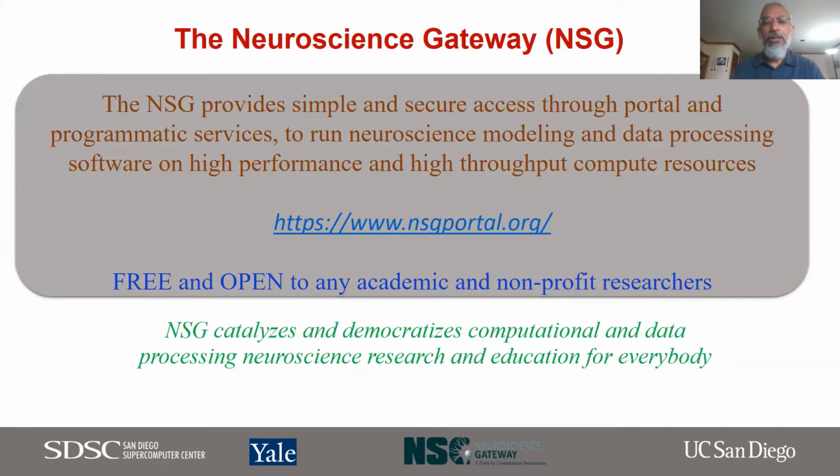So the Neuroscience Gateway is a primarily web-based science gateway that allows many neuroscience modeling and data processing tools to run on high performance and high throughput computing resources. It is free and open to any academic and non-profit researchers from any country pretty much. And given that it's free and open, and given that someone needs access to high performance computing for modeling and data processing, it allows everyone to use those resources for research and education.